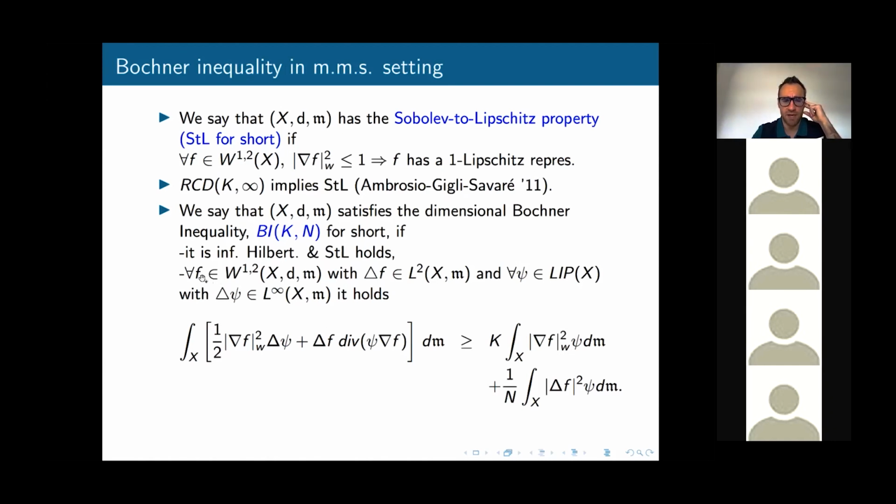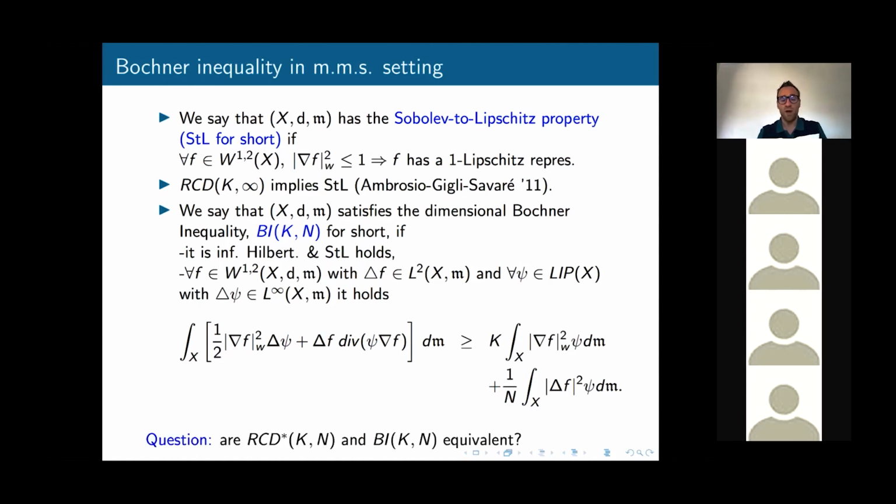Here I'm saying that I take a function f in W^{1,2} with Laplacian in L2, because I will need to take the Laplacian and the divergence of the gradient. And for any test function which is Lipschitz and with Laplacian in L infinity, the following holds. This is nothing but writing down the Bochner inequality on f, multiplying it by a test function psi and integrating by parts. So this is the definition of Bochner inequality in a metric measure setting.